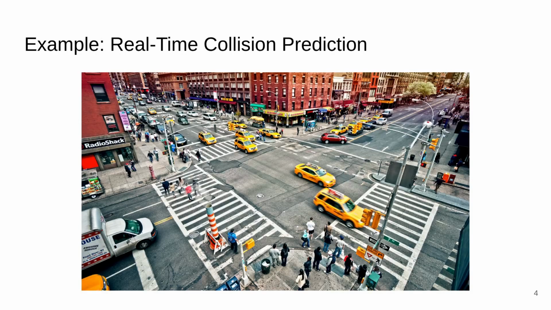To give a more concrete example, I'm going to use this real-time collision prediction application as a running example in this presentation. This is also the running example for the paper. The idea for this application is that we have a camera in an intersection monitoring different actors, like people and cars, and the pipeline consists of detecting these different actors, tracking their trajectories, predicting the future trajectory of each one, and then matching these predicted trajectories to see if any collision can happen in the future.